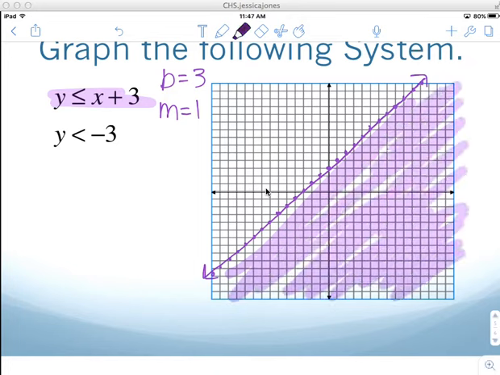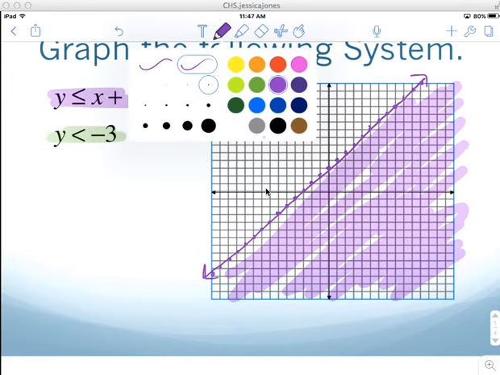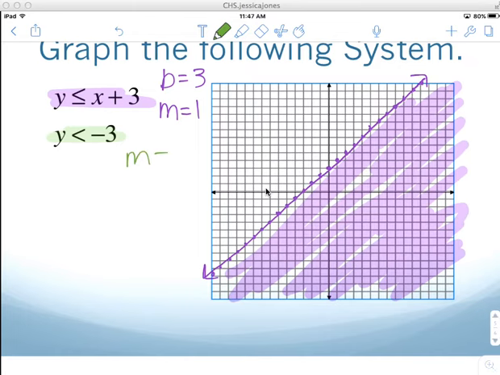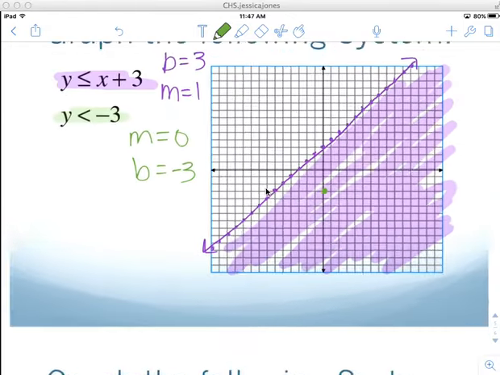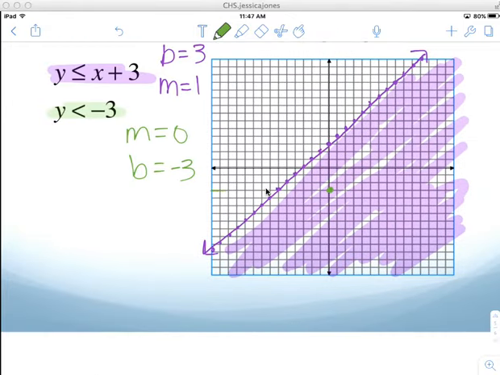For my next one in green, y is less than negative 3. I have a slope of 0 here and a y-intercept of negative 3. So this is a horizontal line at negative 3. Since my symbol is less than, it's going to be a dotted line, and I'm shading below.